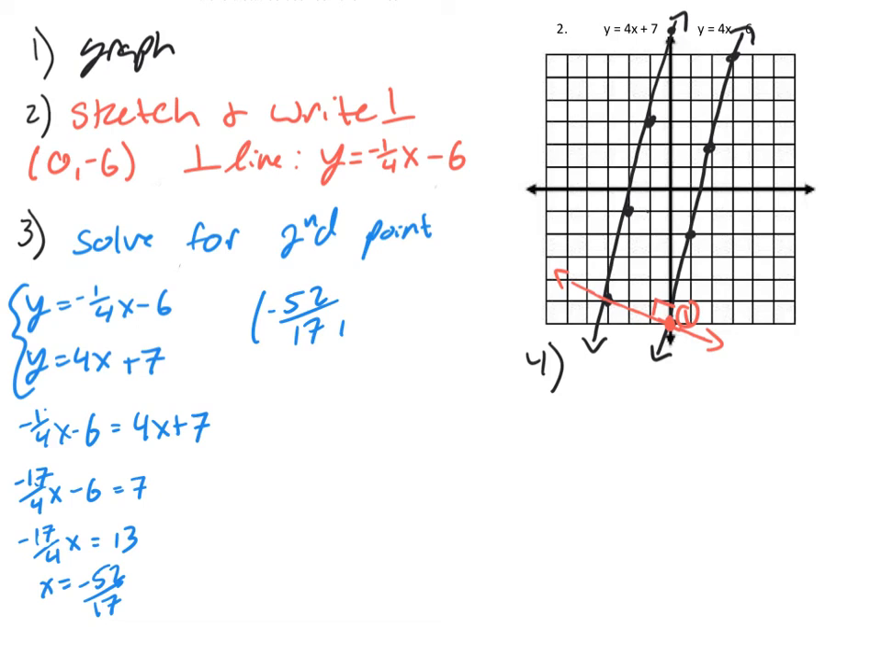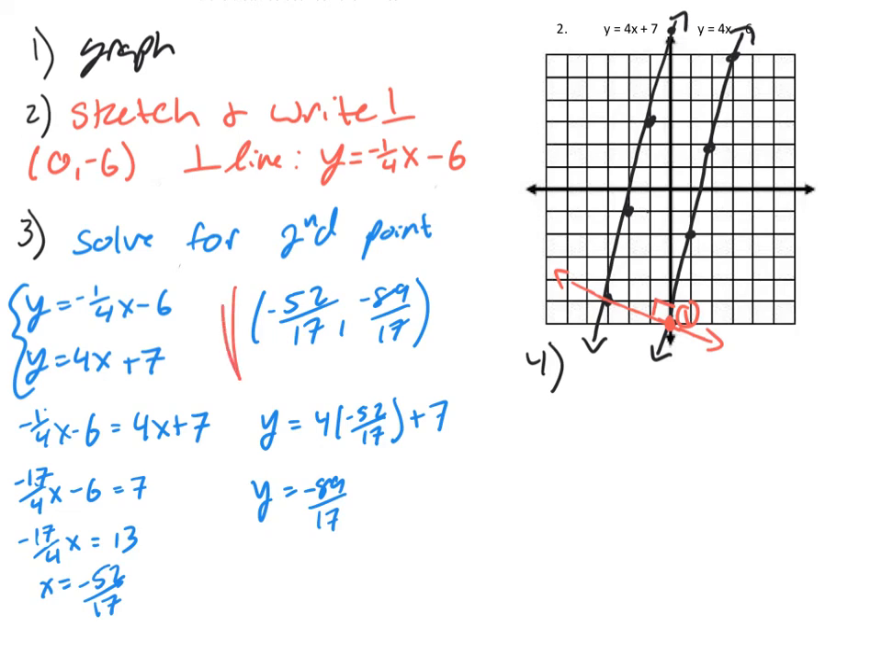We have a calculator. So now we want to substitute that back in to get our second point. So y equals 4 times -52/17 plus 7. And again, it's a weird fraction, but that's all right. We got a calculator. All right, and we end up with -89/17. Okay, now we have 2 points. So we have that point and our first point, which we used, which was an intersection. Now we just want to plug it into the distance formula.